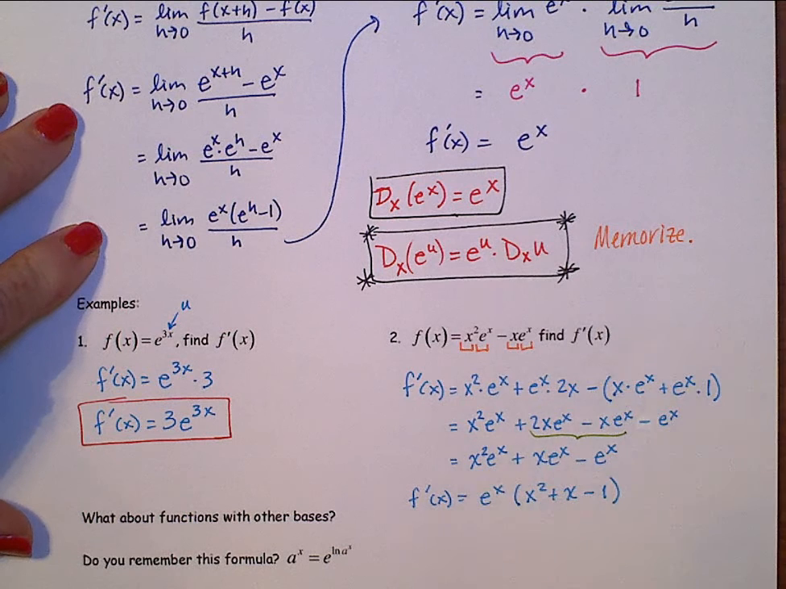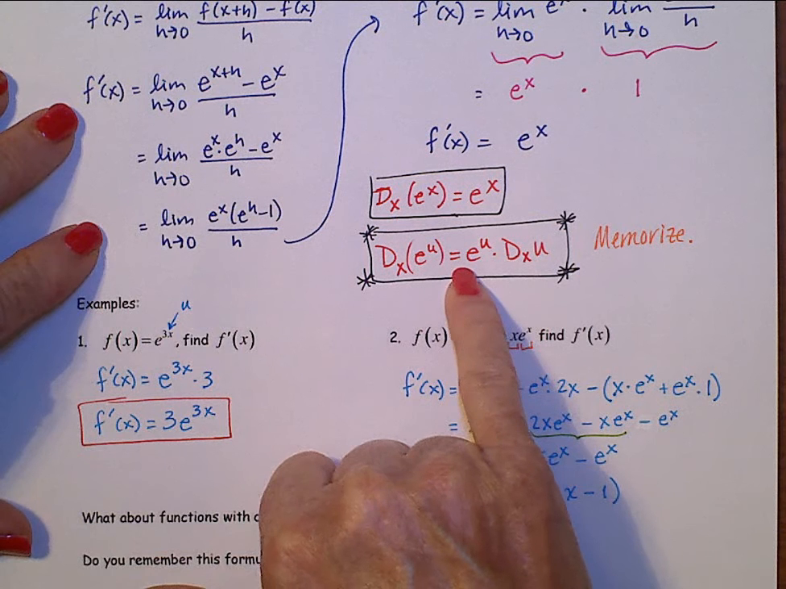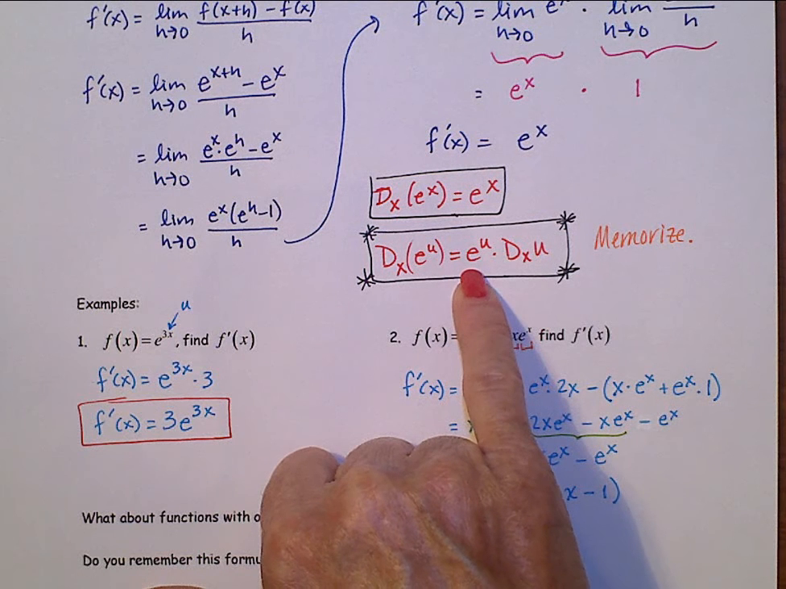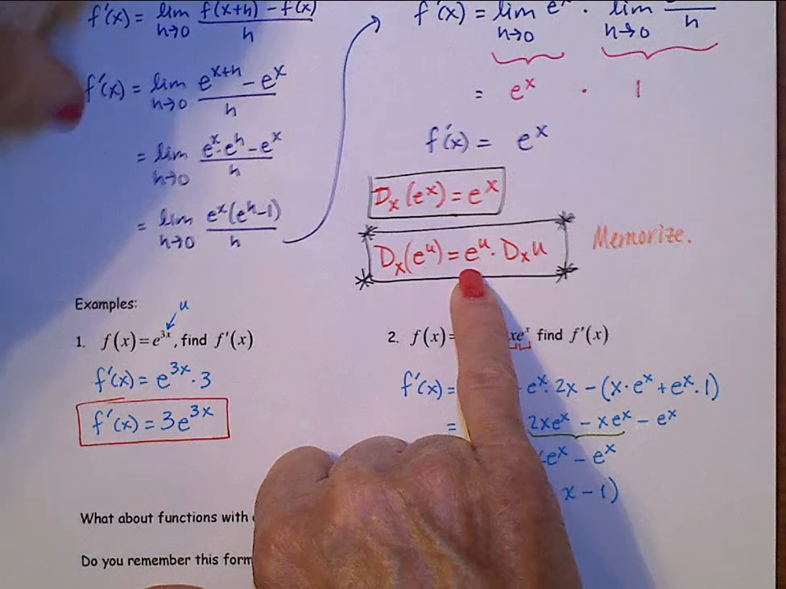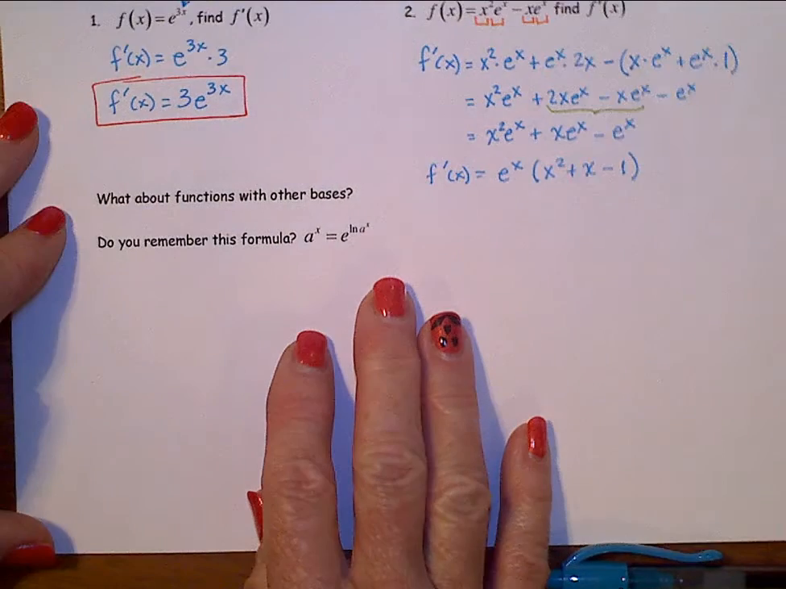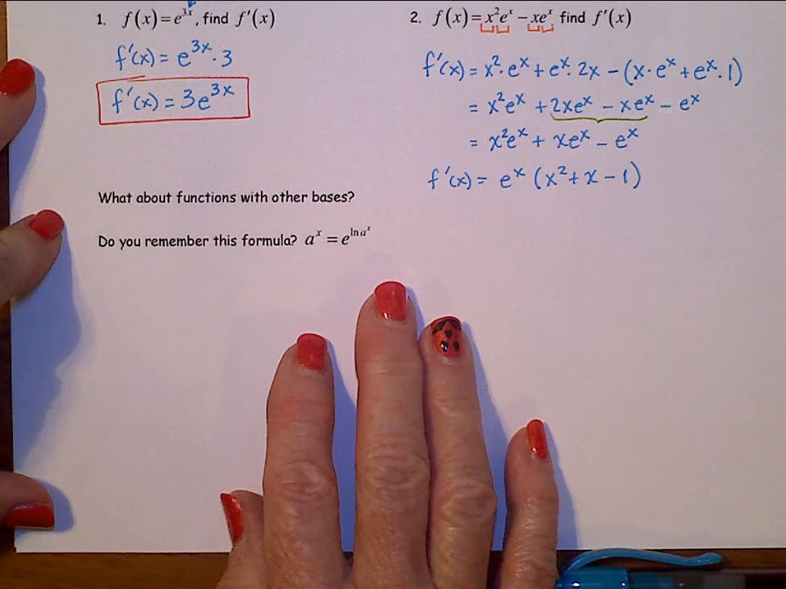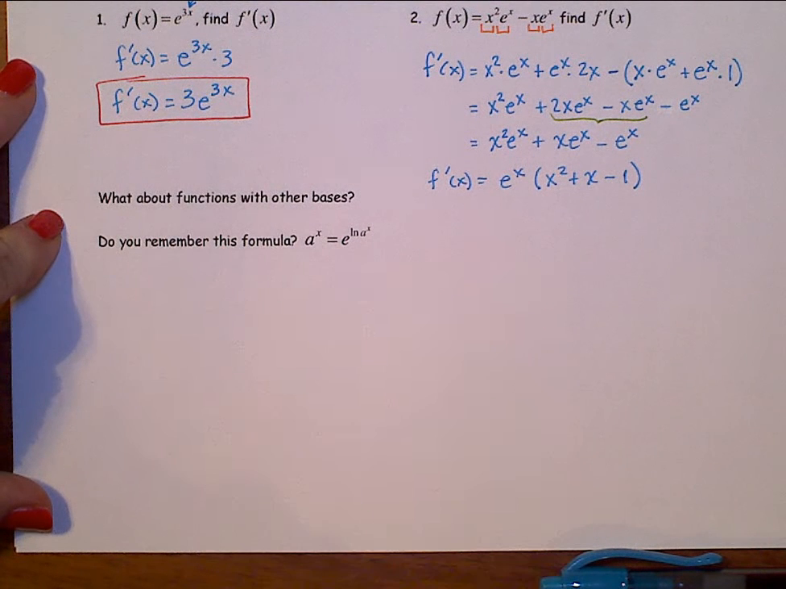Alright, this formula is beautiful when we have an e to a function up here. So the base of that exponent is e, the number e, 2.718 approximately. What happens if we have different bases? So a 2 to the x or a 3 to the x, something like that.